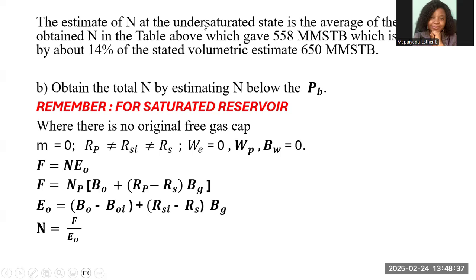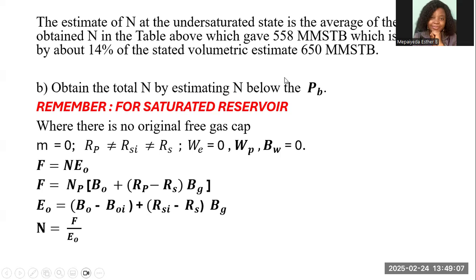So the initial volumetric estimate gave 650 mmStB. The material balance estimate gave 558 mmStB. Okay, so let us go to the second part where we obtain our N for the saturated state of that reservoir. Okay, saturated state, all pressures below PB, all pressures below PB.